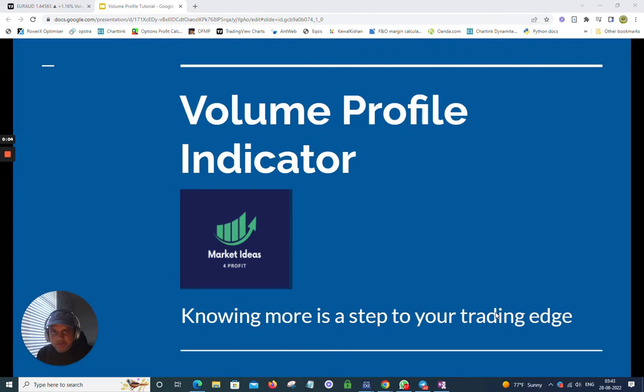It's a lovely afternoon on a weekend here, and I'm going to come out with a new subject to give you some more information on something that I use regularly in my trading, and this is the volume profile indicator. As usual, the tagline says, knowing more is the step to your trading edge. That's what I believe in.